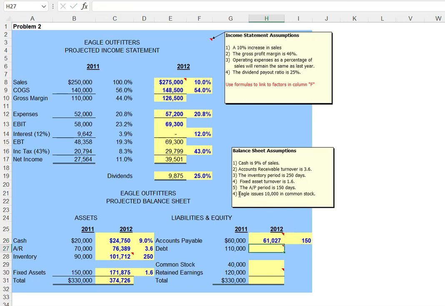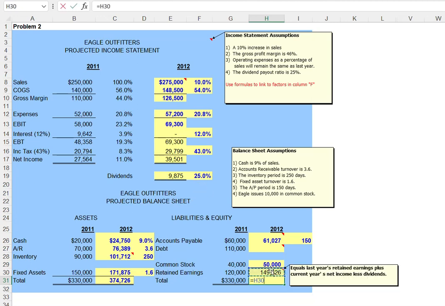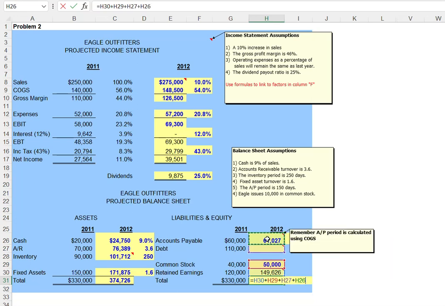We're told that Eagle issued $10,000 in new common stock. So common stock will be last year's 40,000 plus 10,000. Retained earnings, of course, is beginning retained earnings plus net income minus dividends. Our total liabilities and equity will be our retained earnings plus our common stock plus our debt plus our accounts payable.